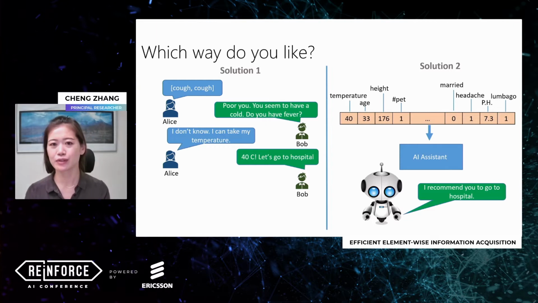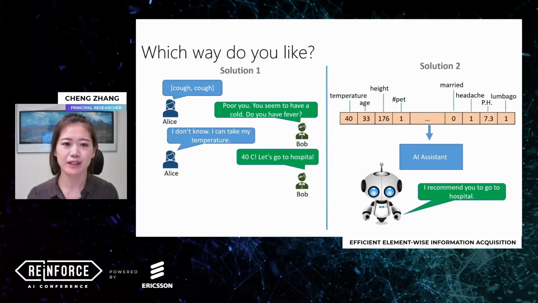So let's say there are two solutions. One solution is on the left-hand side, another one is on the right. As a human, let's say Bob sees Alice coughing, and Bob thinks, oh, poor you. Then Bob asks Alice to take her temperature, and with the high fever, Bob decides to take Alice to the hospital. That's one solution, and that's a very typical situation in real life.